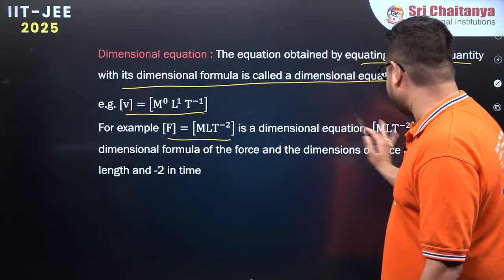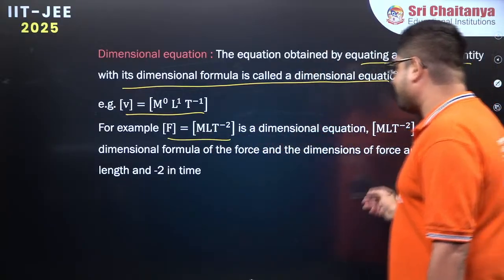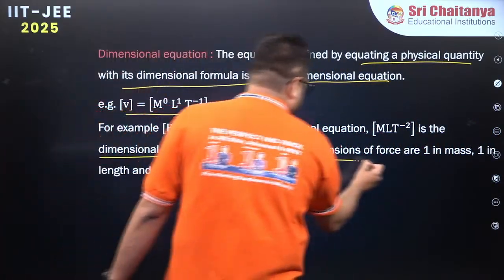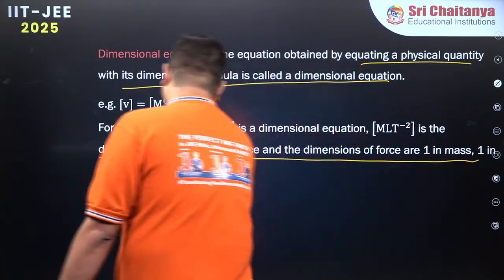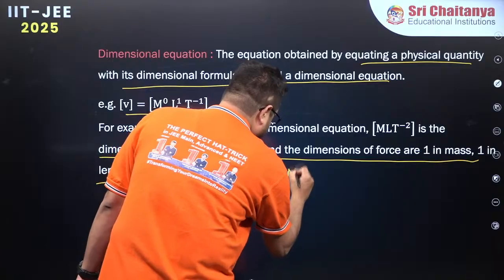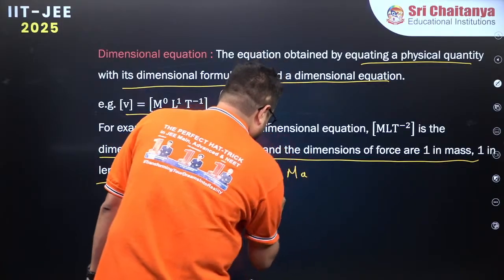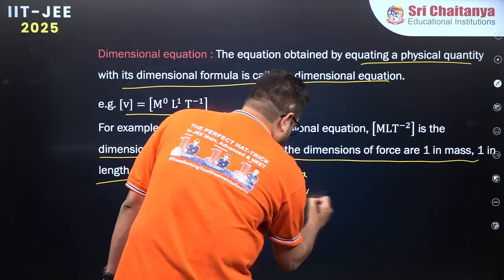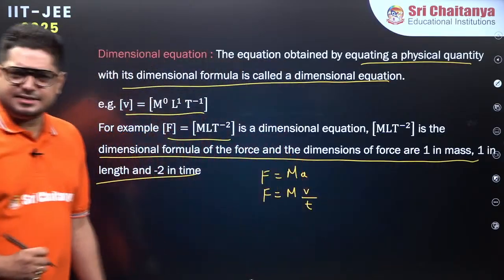I will discuss this right now. MLT^-2 is the dimensional formula for force, and the dimensions of force are 1 in mass, 1 in length, and -2 in time. You know that force is mass into acceleration, isn't it? And acceleration is velocity by time.